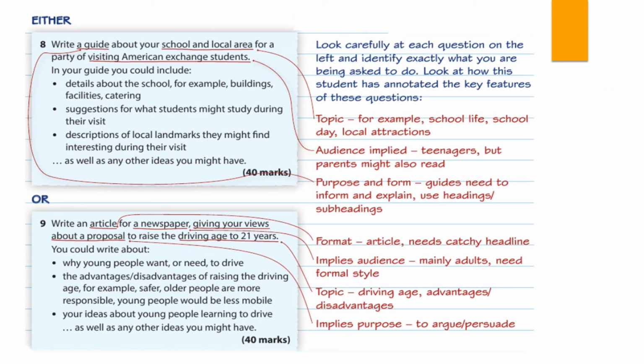So we've got some examples here of questions where it says write a guide about your local school and school area for visiting exchange students. So your topic is school life. The implied audience are teenagers, but parents might also read it. And the purpose and form is to give information and explain. So you can use headings and subheadings.